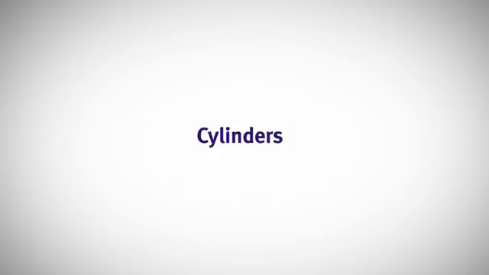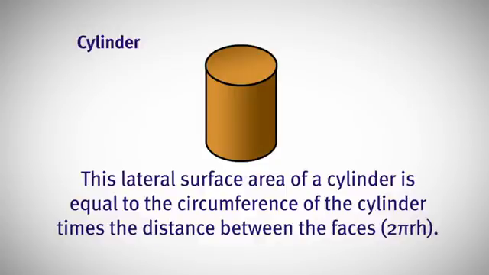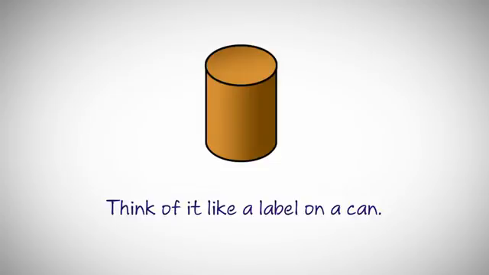Let's now examine another commonly tested solid, the cylinder. A cylinder is a uniform solid with 2 opposing circular faces. The surface area between the faces is the lateral area. The lateral surface area of a cylinder is equal to the circumference of the cylinder times the distance between the faces. Think of it like a label on a can.